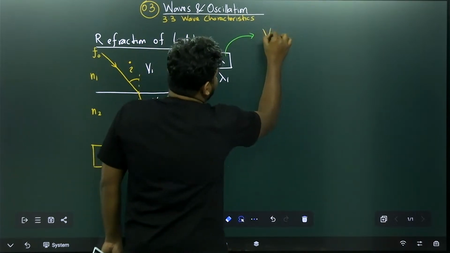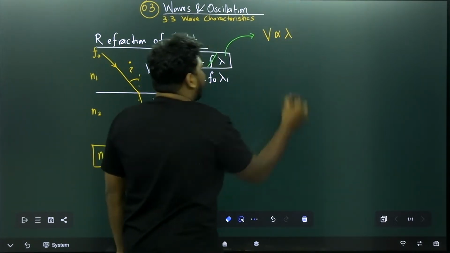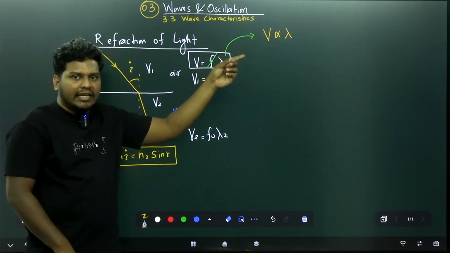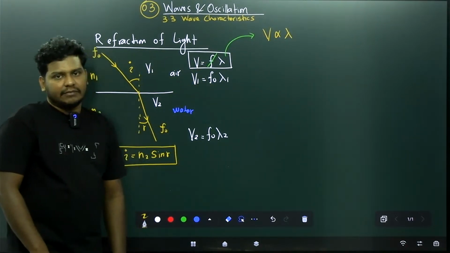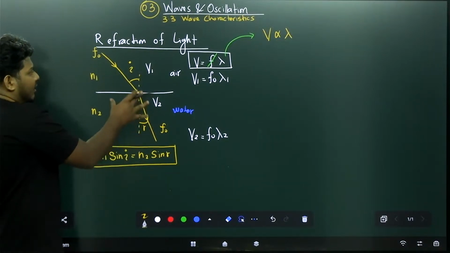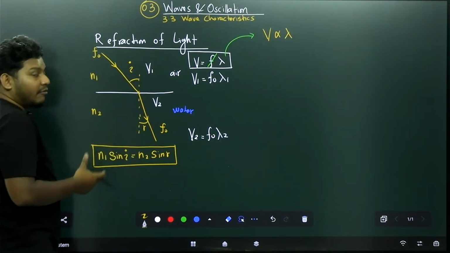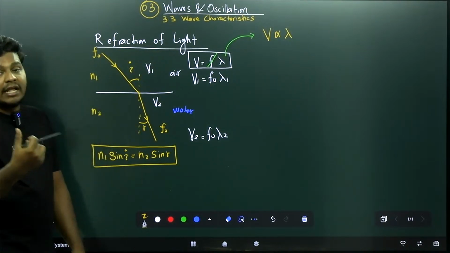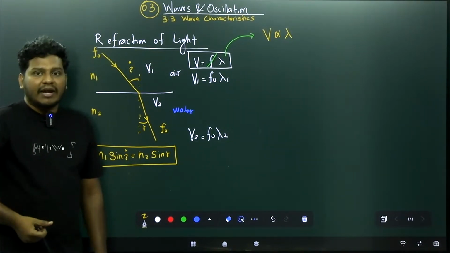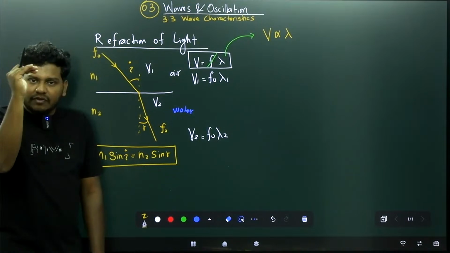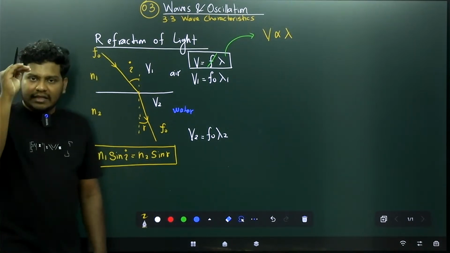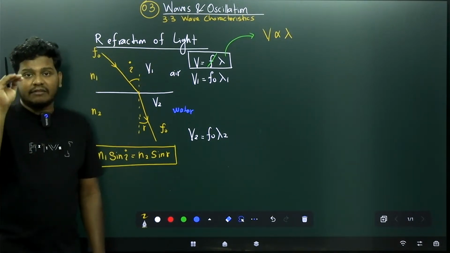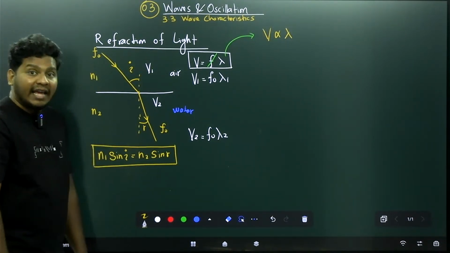So from this one, we can say that while refraction is happening, V is proportional to lambda. When the velocity increases, the lambda increases. When the velocity decreases, the lambda decreases. So in this case, which is the highest velocity? We already know that in the air or space, the speed of light is 3 into 10 to the power 8 m s minus 1. That is the maximum speed of the light. It can't exceed that value.